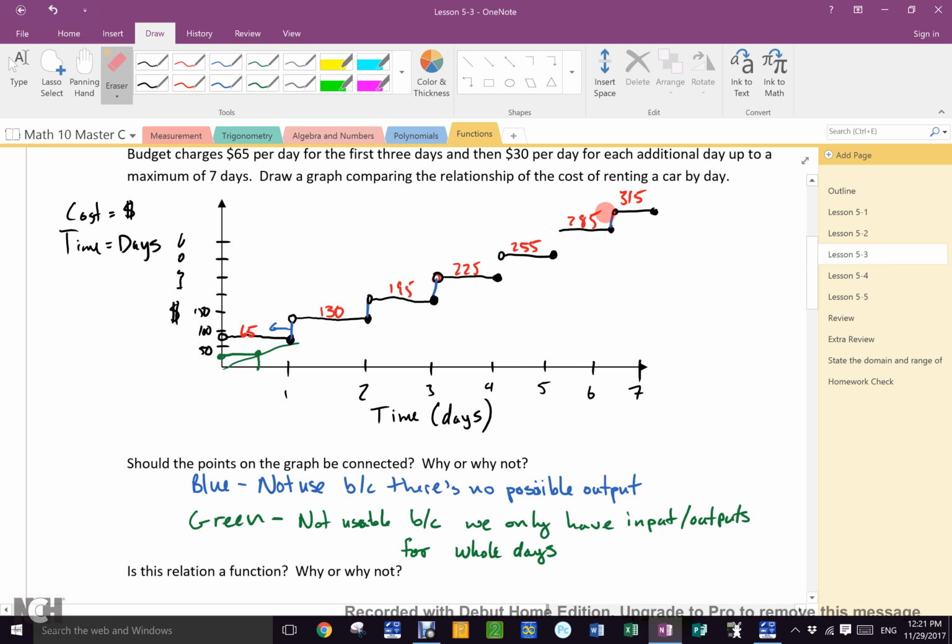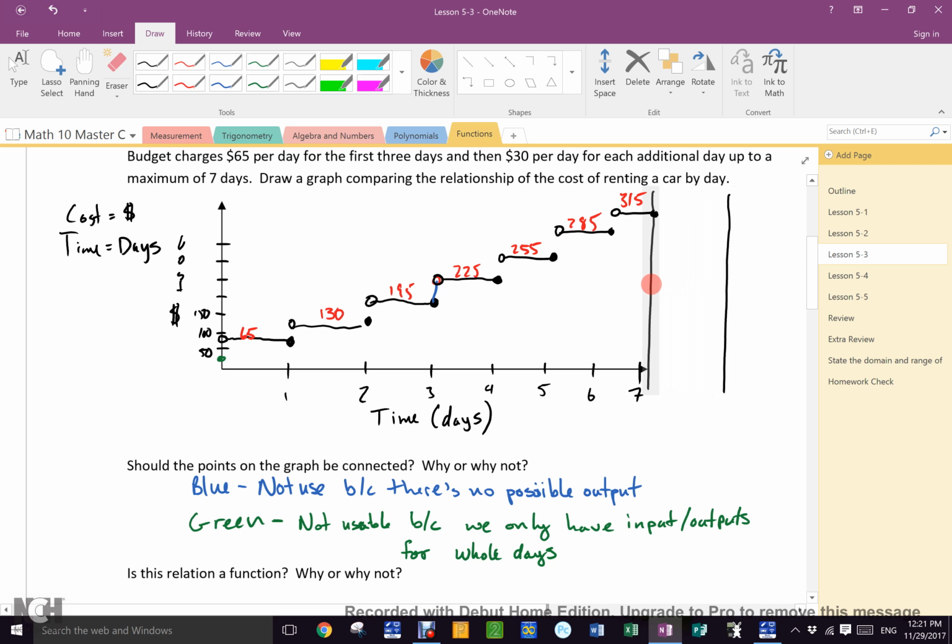I'm going to erase the blue lines because they aren't needed. I erased a black line there, sorry. Is it a function? Do we have it graphed? So what math tool allows us to check if it's a function? A vertical line, yes?